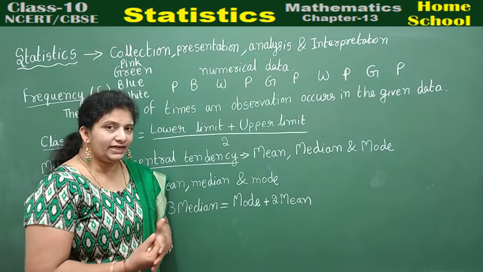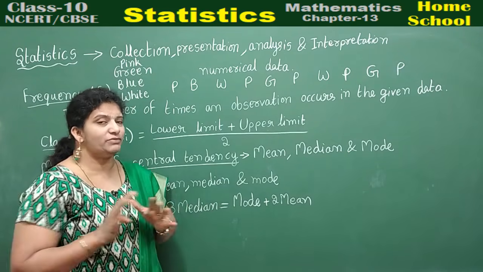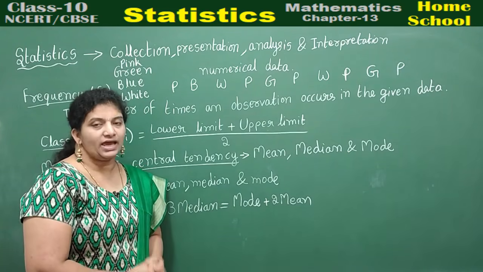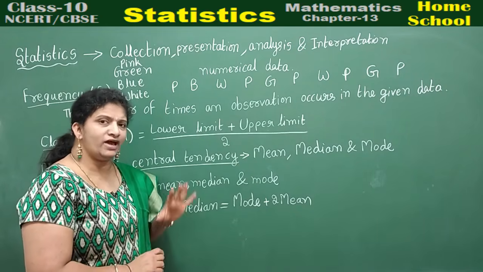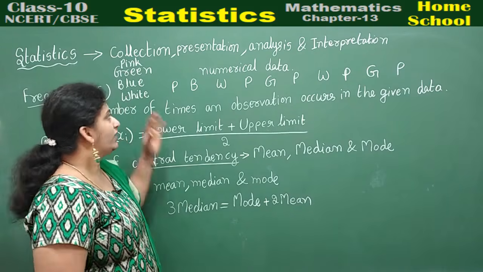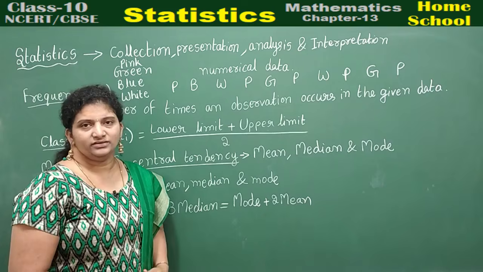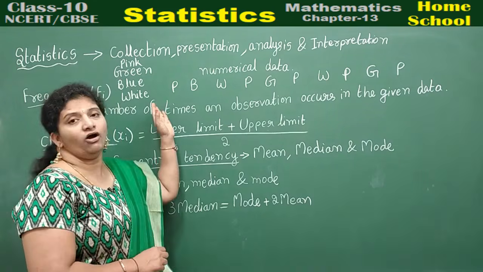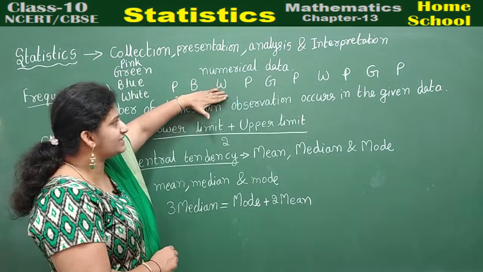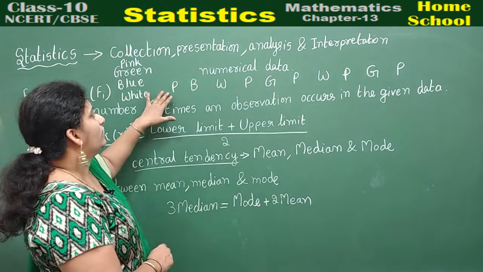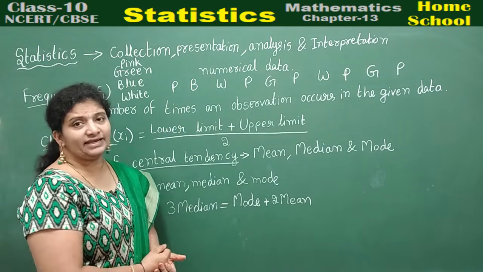Now what example did I take here? I called 10 children and asked them to pick one balloon. And in those balloons, there are 4 different colors. What are the 4 different colors? Pink, green, blue and white. According to the order in which they came, I have collected the data and presented the data here. So now I need to analyze. How to analyze the data here?